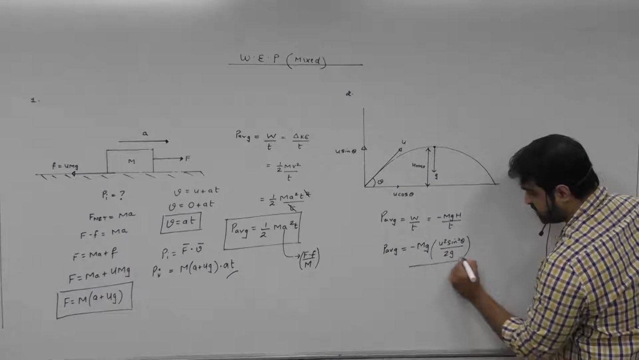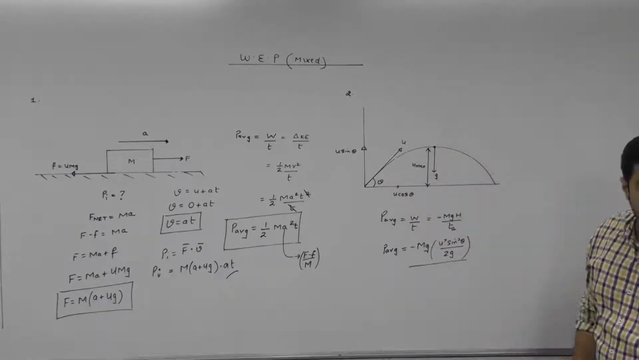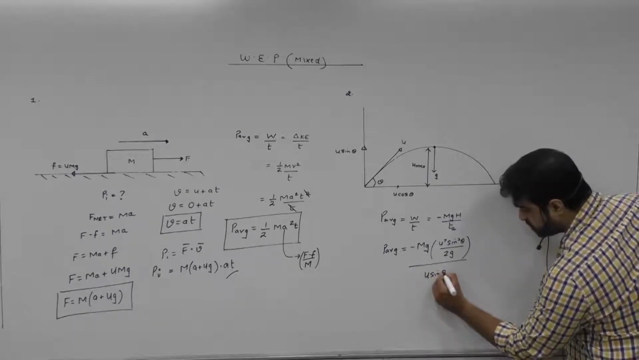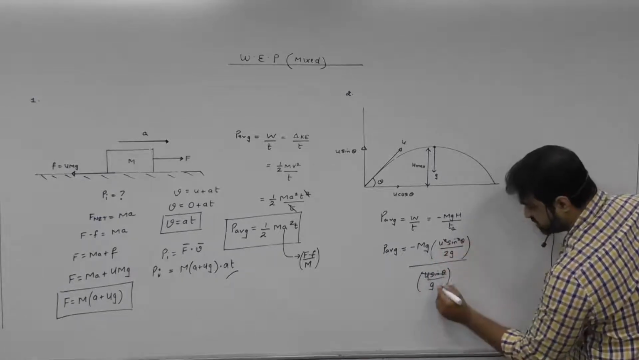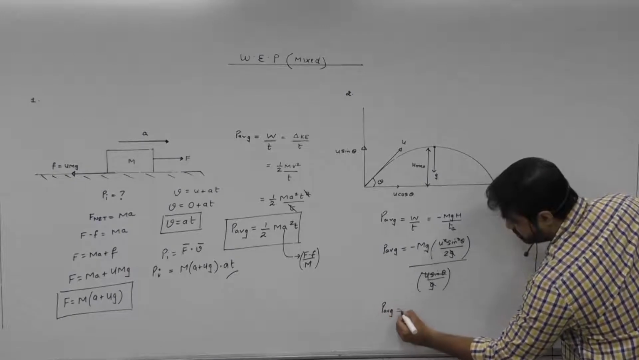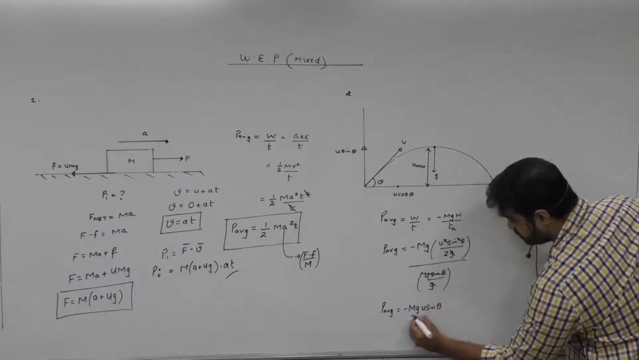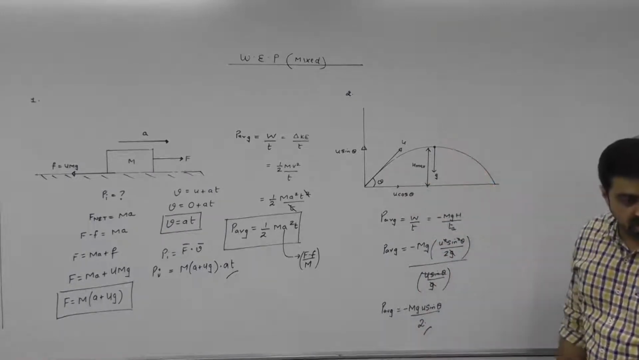And the time will become time of ascent, because the time taken from here to here is the time of ascent, and time of ascent is u sine theta by g. So this can be written as u sine theta, and u sine theta will cancel, and g will cancel. So what is the average power which is coming over here? Minus mg u sine theta by 2. This is the average power from here till here at the highest point.